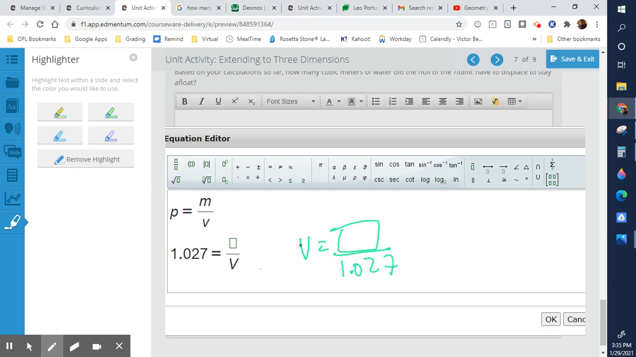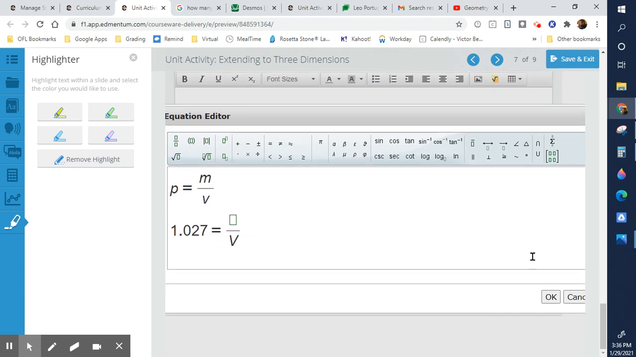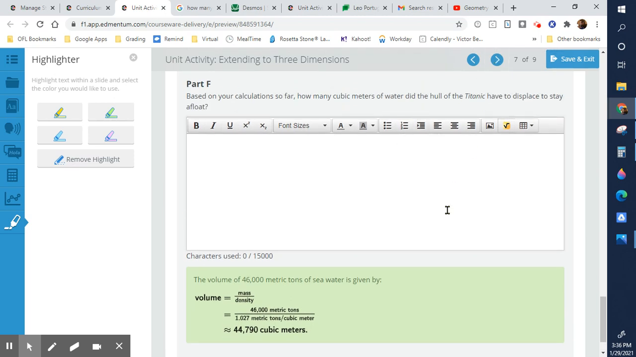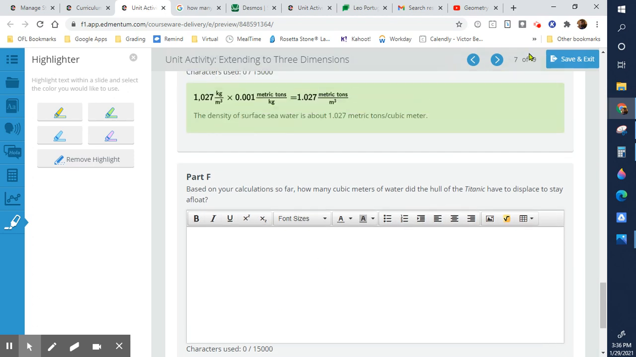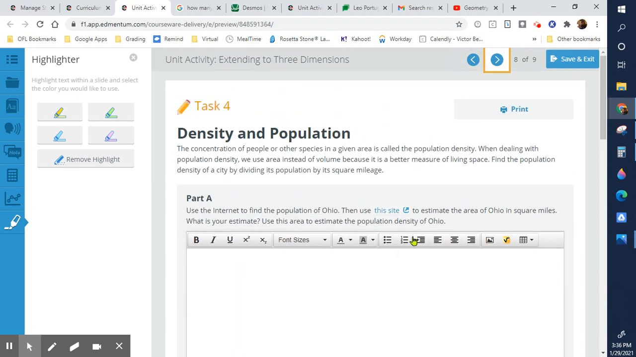1.027. The reason why this happens, in case you guys are curious, is we have to multiply both sides by V to cancel it out. And then we're going to divide by 1.07. That way we're able to solve for this. So you're probably going to get a different answer than Edmentum's going to get based on the numbers you got. So keep that in mind. All right. So again, I would have gotten a completely different answer than this. So please do your due diligence, write your formula, and stay consistent with the numbers that you're doing.